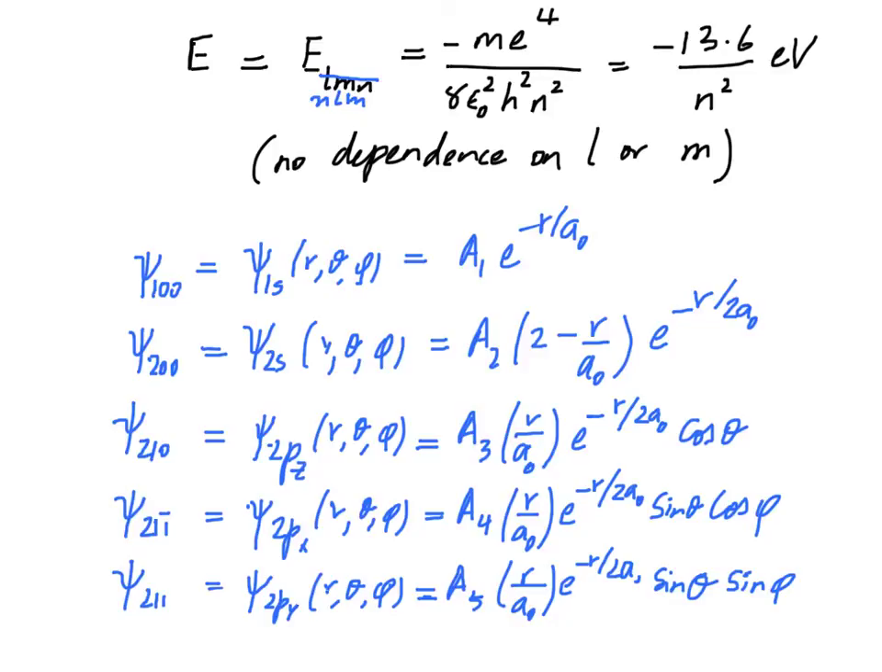So those are the wave functions for some of the low-lying energy levels. Note that because the energy is purely a function of just n, right? The energy of all of these 3 wave functions in hydrogen are equal, and given by minus 13.6 divided by 4, because n equals 2.